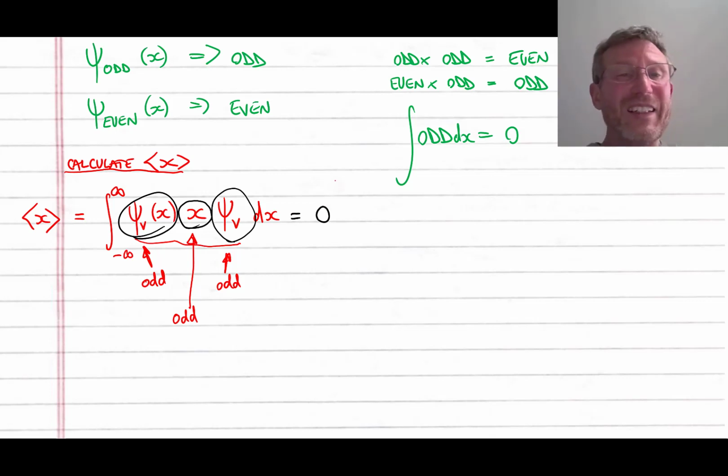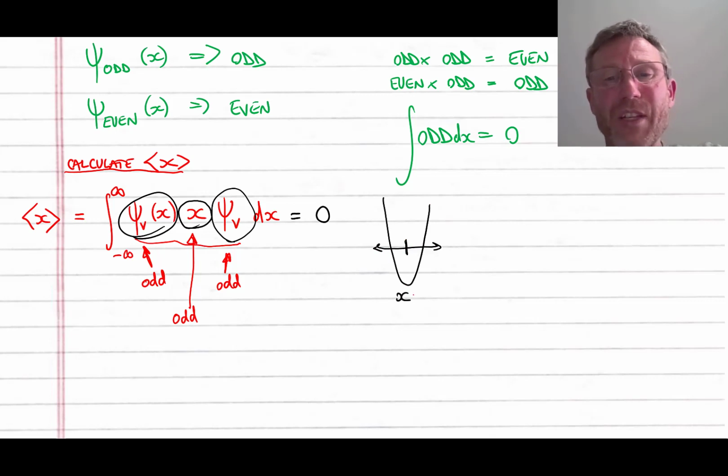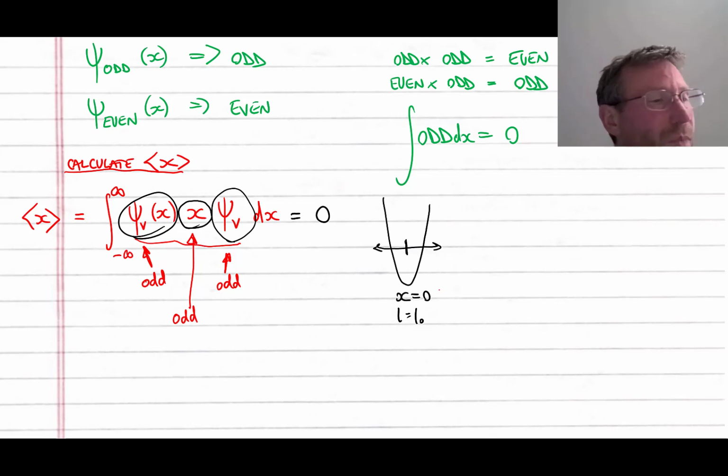So automatically, this qualitative view on whether functions are even or odd tells us, in fact, that the average position of that harmonic oscillator as it's moving backwards and forwards is x equals 0. That means L is equal to L naught. So that's one of the things that saves us a lot of time, thinking about these odd and even values.